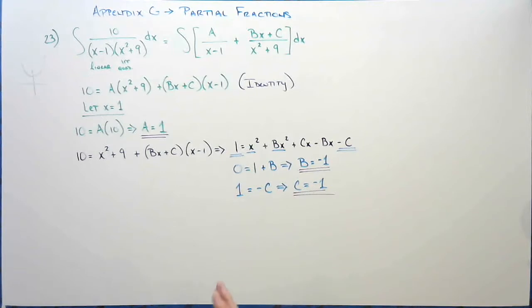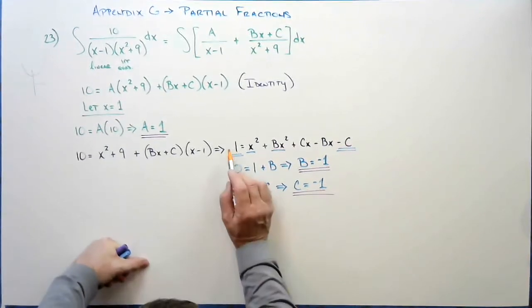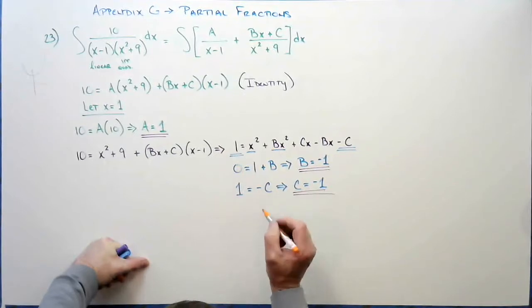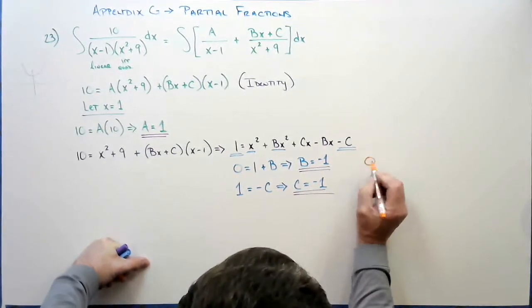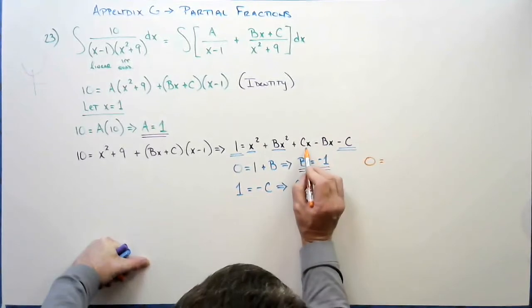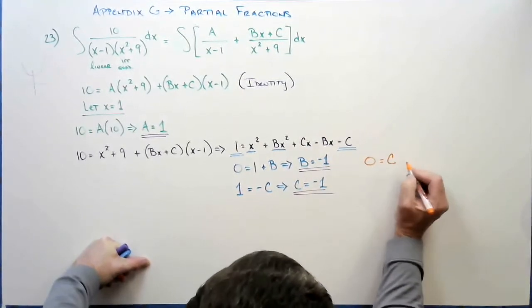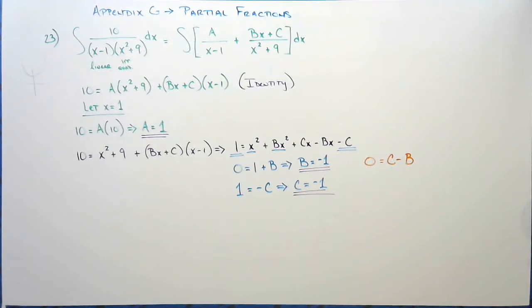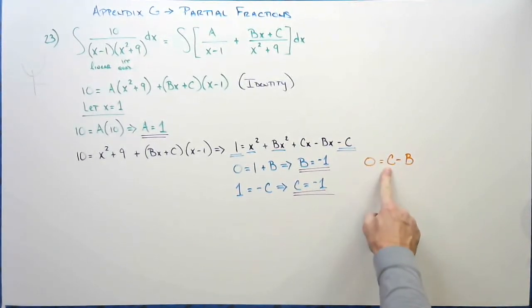Now, if you're concerned, and you're wondering, did I get it right? Did I get it wrong? There is no x over here. On the left-hand side, there's no x term. So we could set up another equation. If we're looking at the x's, there are none on the left-hand side. On the right-hand side, there's a cx minus a bx.